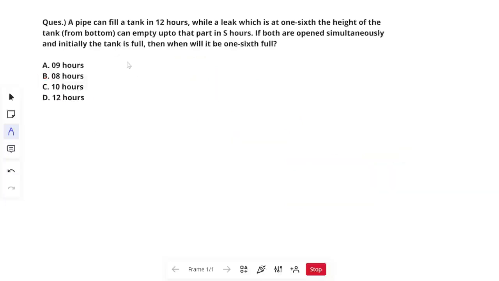Let's look at this question. A pipe can fill a tank in 12 hours while a leak, which is at 1/6 the height of the tank, can empty that part in S hours. If both are opened simultaneously and initially the tank is full, then when will the tank be 1/6 full? We have options as 9 hours, 8 hours, 10 hours and 12 hours.